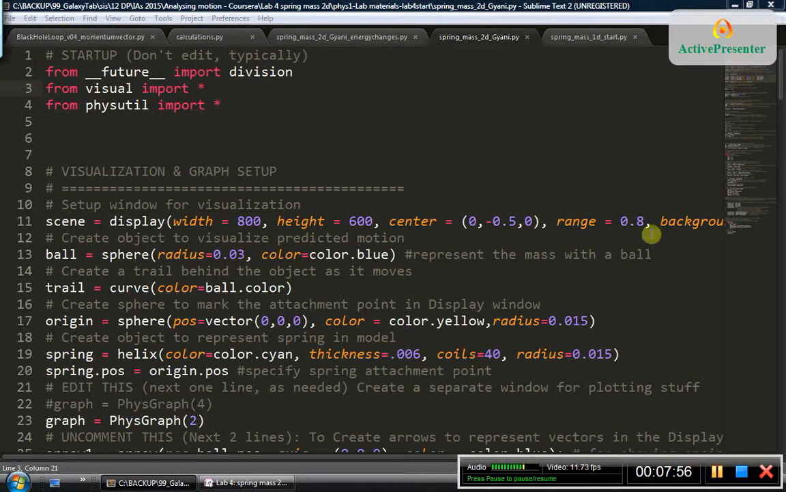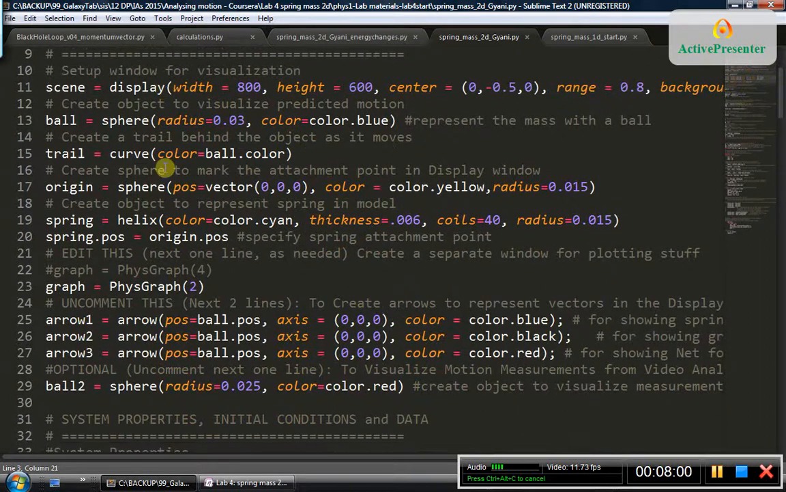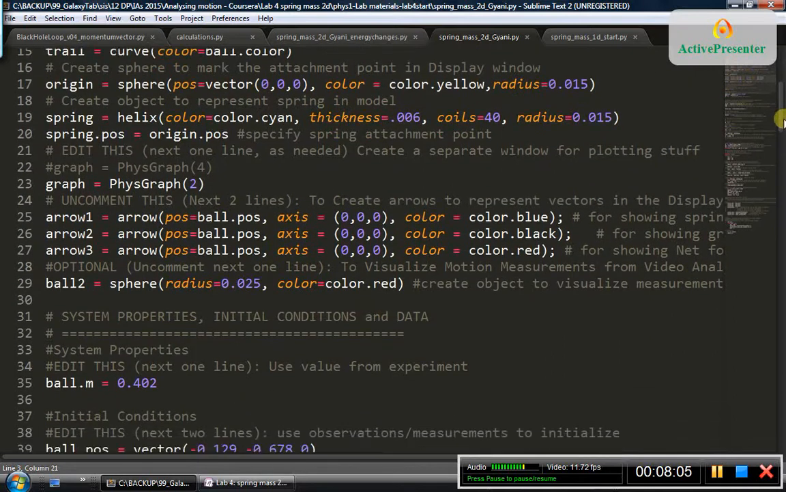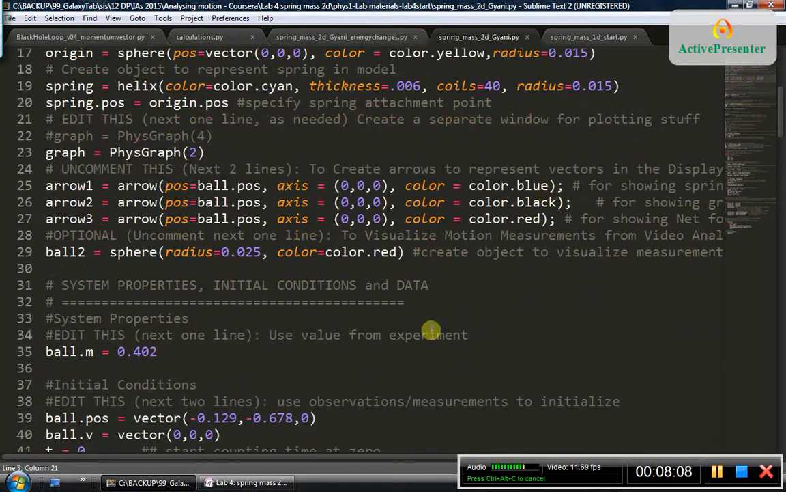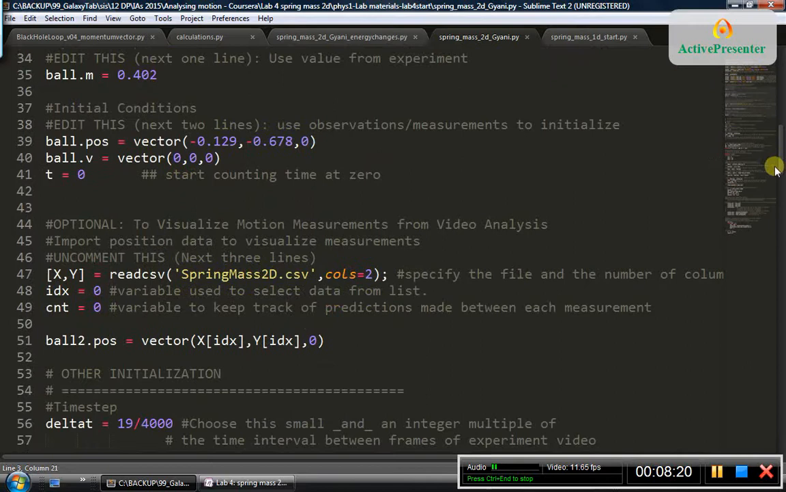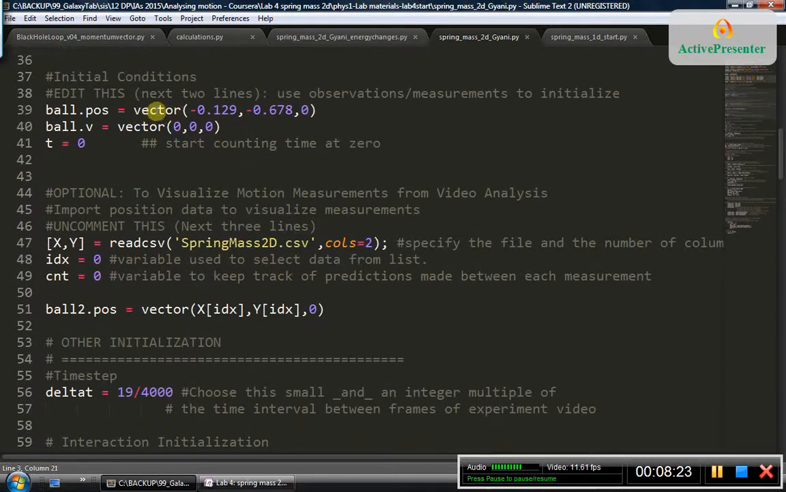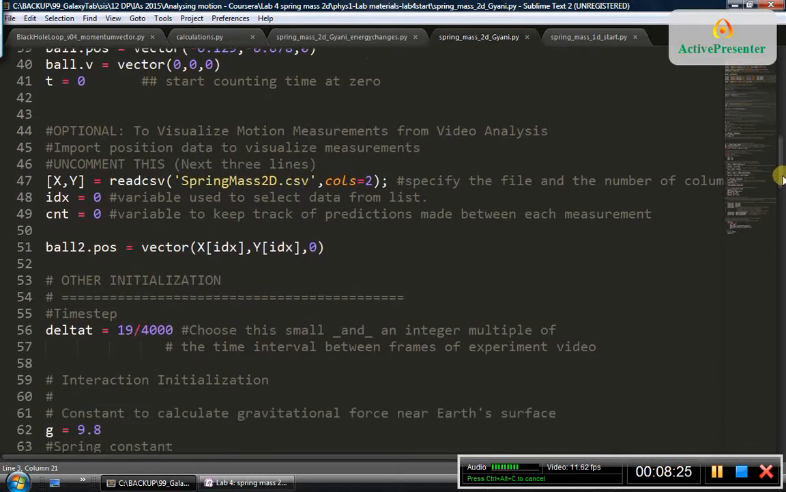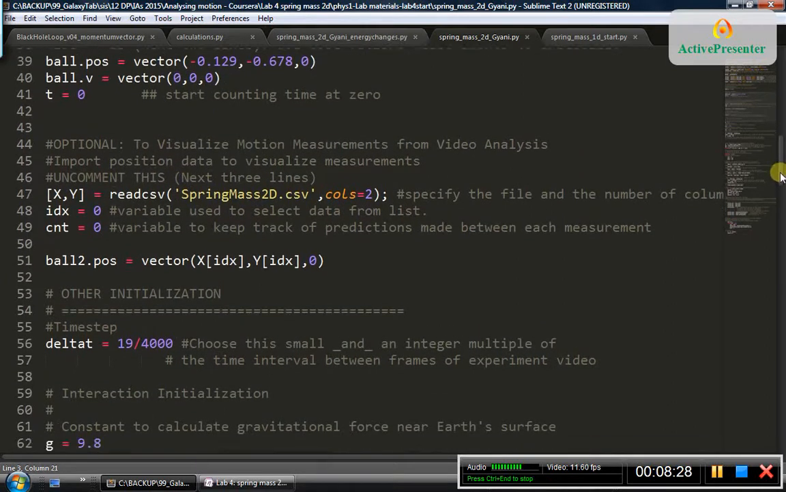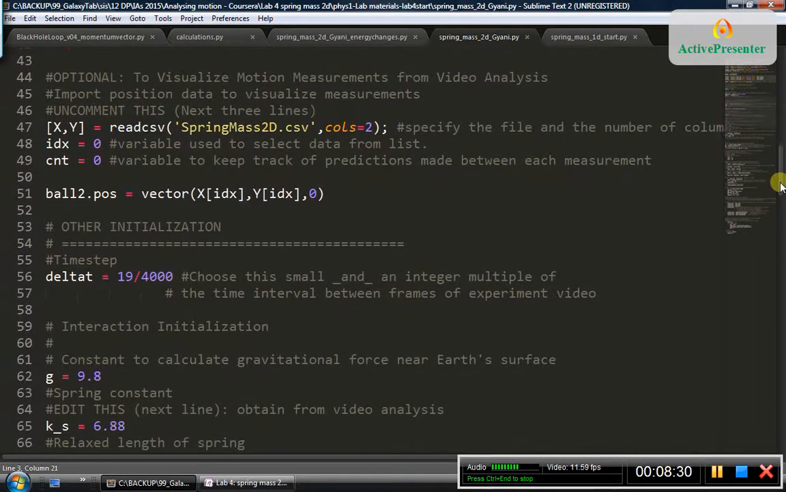Now let me wrap up my video with a quick discussion of the code. Here these three arrows are for showing the three vectors. Blue is for spring force, black is for weight force, and red is for the net force. This is where we are initializing the position and the velocity of the ball. The ball is used to represent the mass attached to the spring.